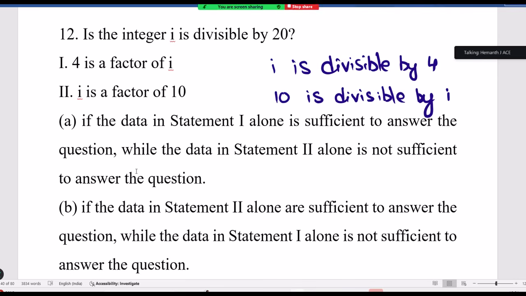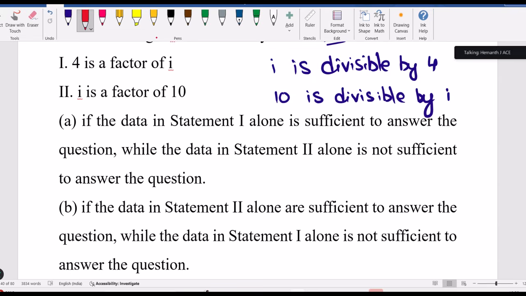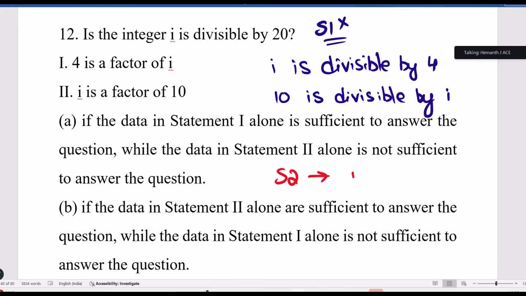Now see, the answer can be yes or no. With statement 1 alone, is I divisible by 20? That I cannot say. But with statement 2 alone I can say, I is not divisible by 20. 10 is divisible by I. If I is 20, then 10 is divisible by 20 is wrong, no? So I is divisible by 20 is no. I can decide, so the answer is B.